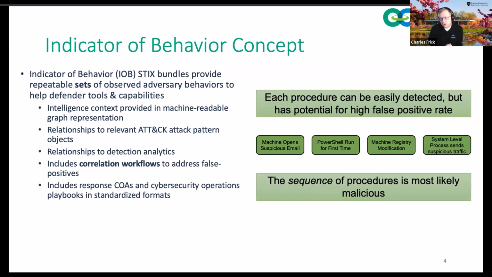So rather than search for a specific hash or a specific registry key, what I really want to know is, did the computer that opened a suspicious email download an attachment? And did the attachment that was downloaded start PowerShell? And did that session of PowerShell modify the registry? And so on. If I can start sending a correlation for those detections that by themselves have high false positives, I start to get a low false positive sequence of behaviors.